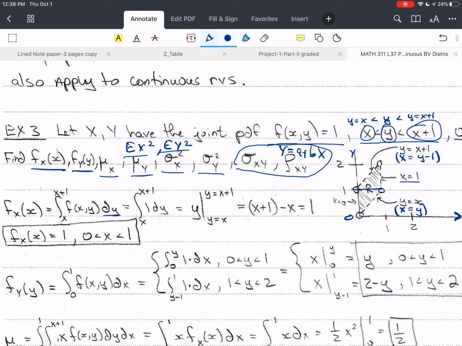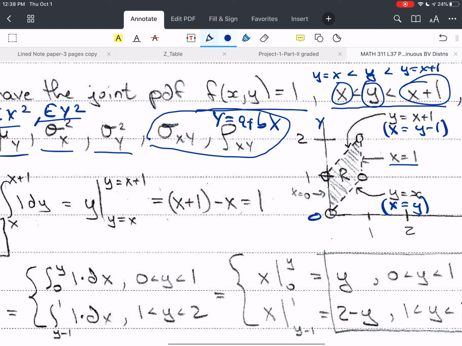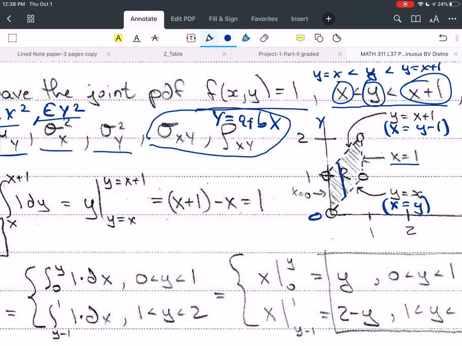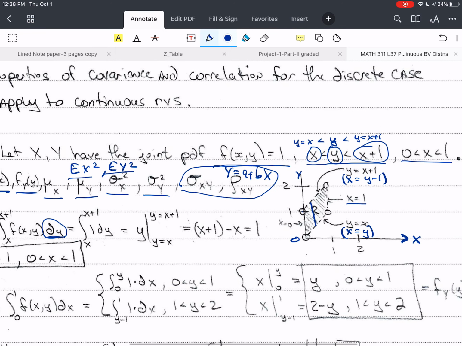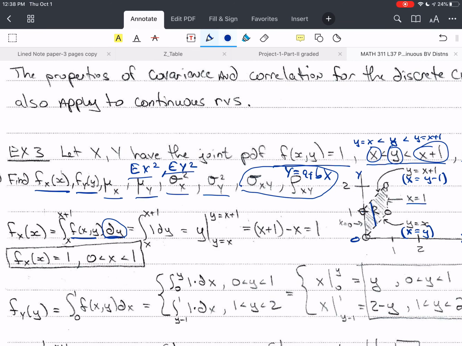So let's find the marginal of x. We're going to integrate in the direction of y. When we integrate in the direction of y, we have the same integral all the way across x. So we're going from y equals x to y equals x plus 1, and the joint PDF is 1. I want to comment that this PDF here is a continuous uniform, but it's a continuous bivariate uniform.